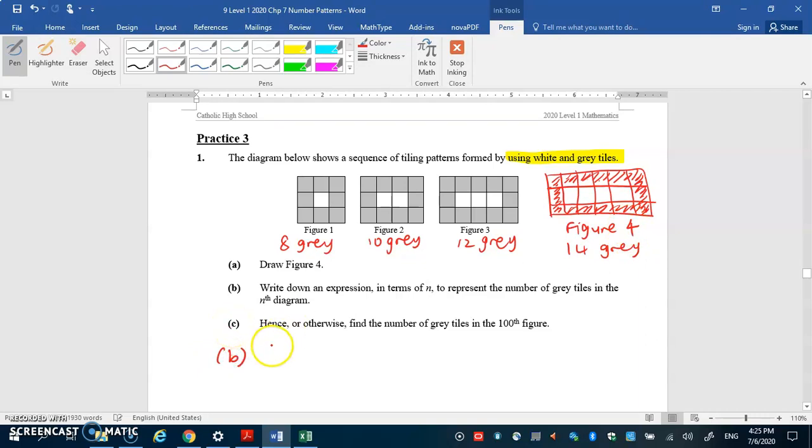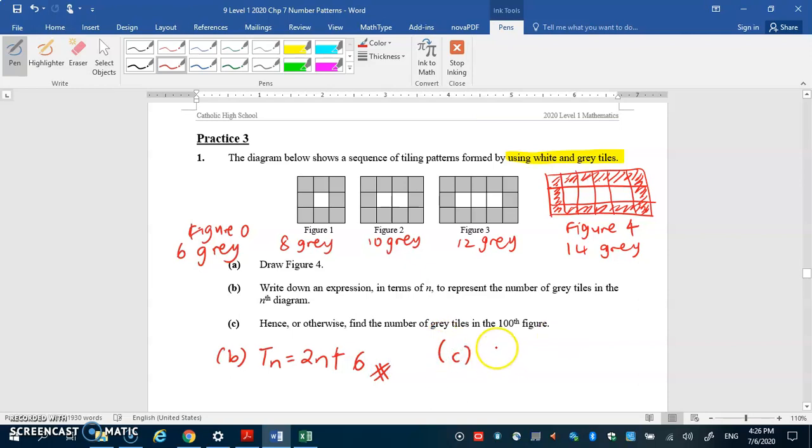Okay. So since this is a common difference kind of question, you know the common difference is 2. So immediately you write 2n. And you just have to find, oh, how many grey tiles were there in figure 0? Figure 0 should have had 6 grey tiles. Okay. So it is 2n plus 6. That's it.